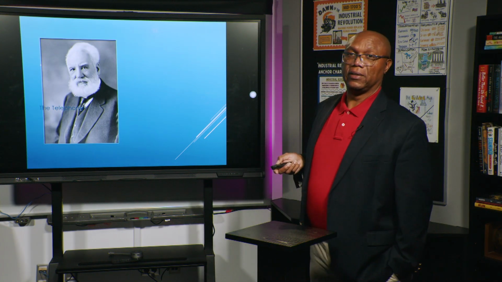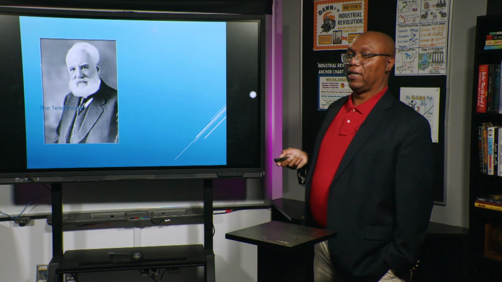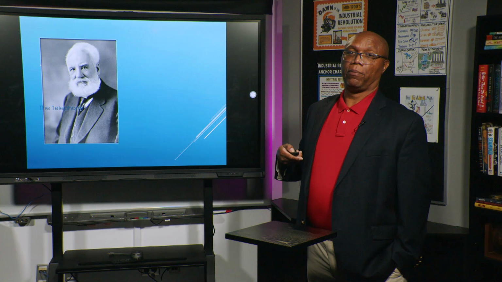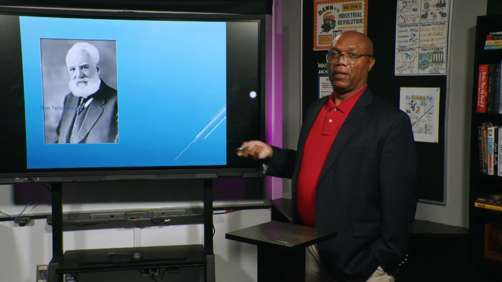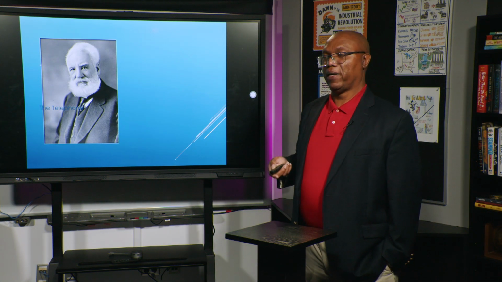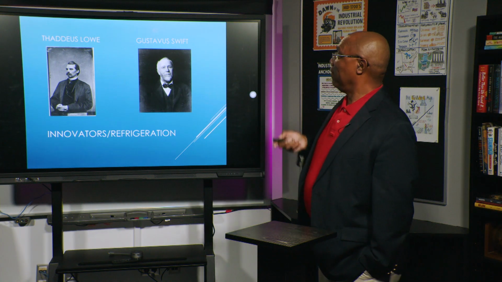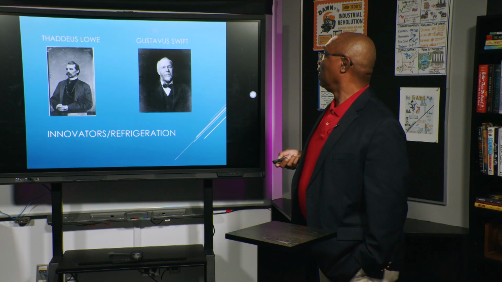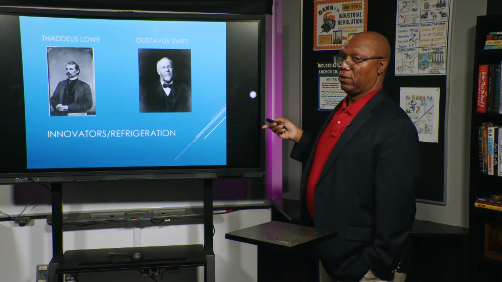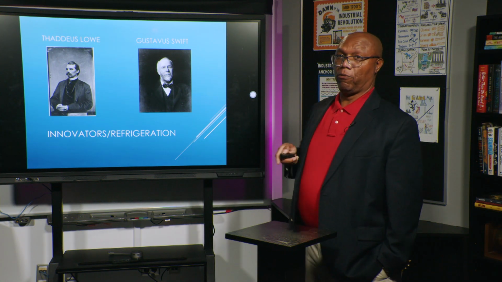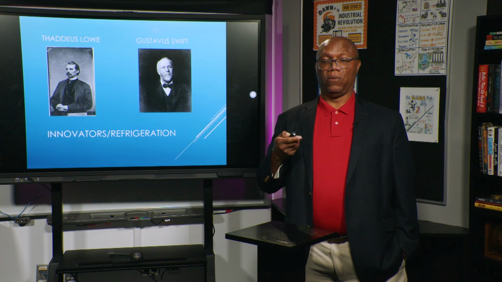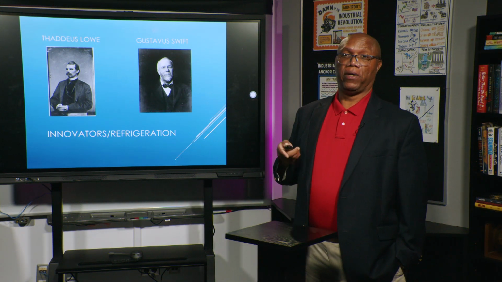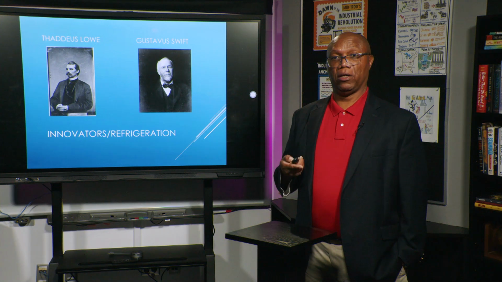Now, Bell was a Scottish immigrant, just like Andrew Carnegie, that we'll talk about a little bit later. Once again, an immigrant that came from another portion of the world came to America and had tremendous impact on our society. On the left, we have Thaddeus Lowe. He was an innovator in refrigeration. And then Gustavus Swift. Lowe is responsible more or less for creating what would become the refrigerator, and Gustavus Swift becomes responsible for creating the refrigerated train rail car.